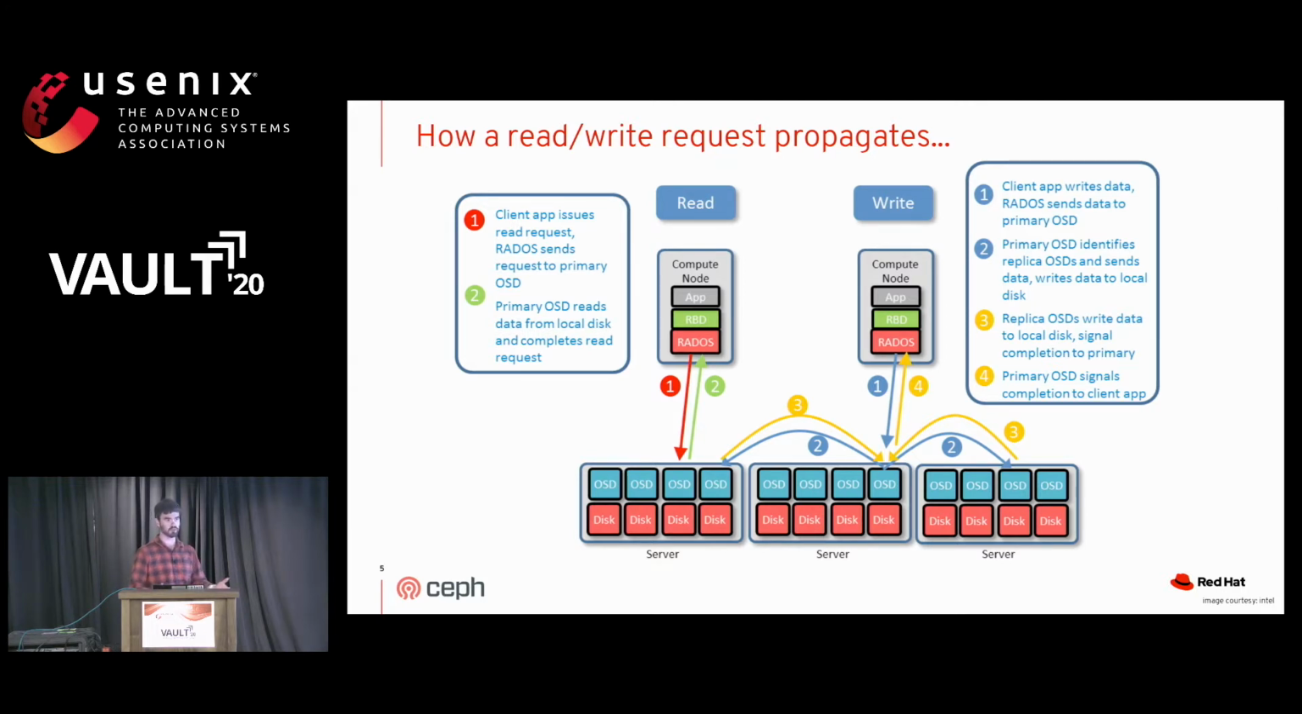For a write, same basic deal, but the primary OSD is then going to bounce it to the other two replicas for replication size 3, or 5 other ones if it's erasure coding. It'll wait for all of them to complete the writes, and then it'll do its own local write, and it'll respond back to the client.